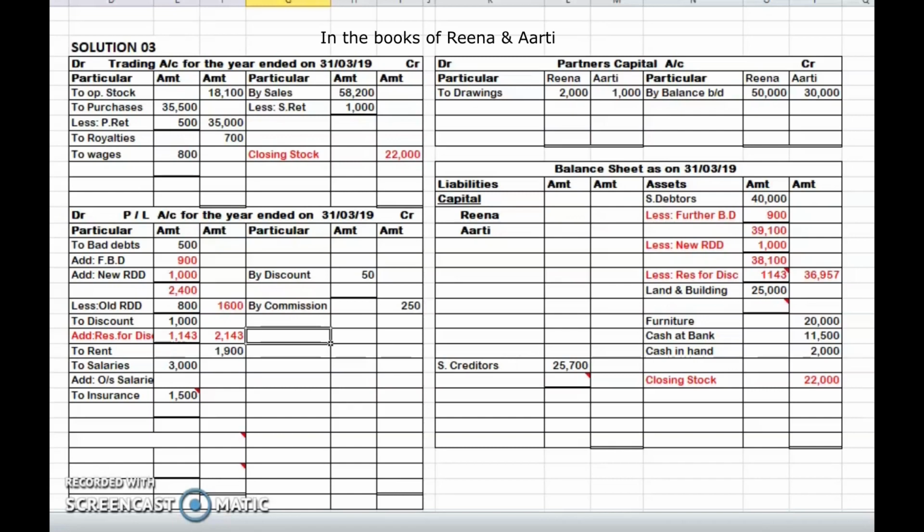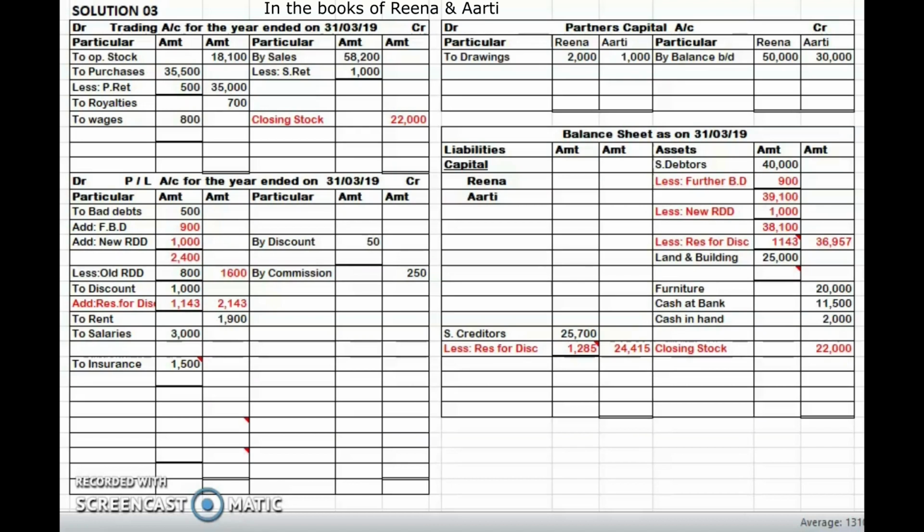Reserve for discount on creditors will be 5% on 25,700. So 5% on 25,700 will be 1,285. A credit effect on the credit side of profit and loss account, add in discount 1,285.